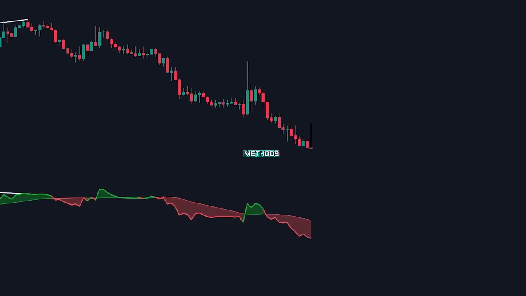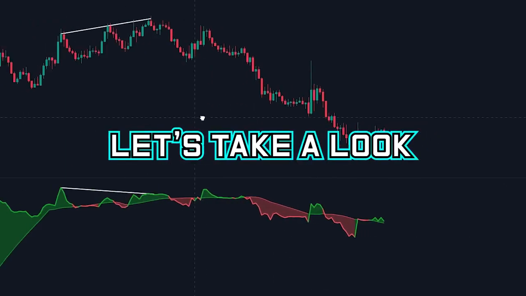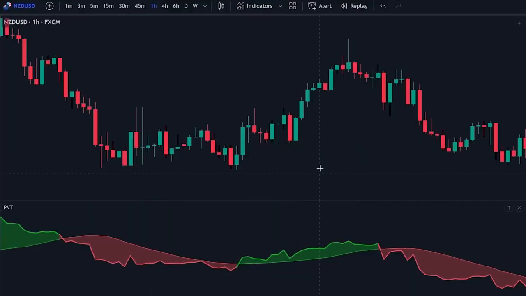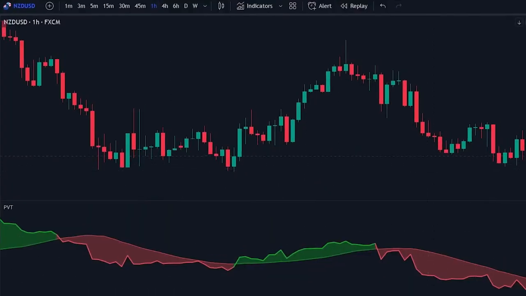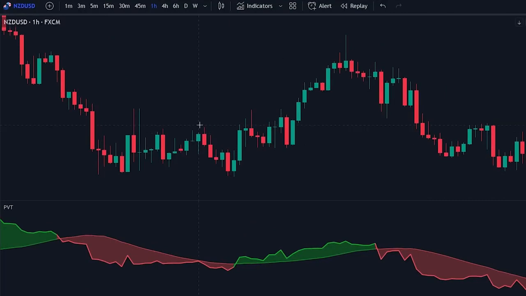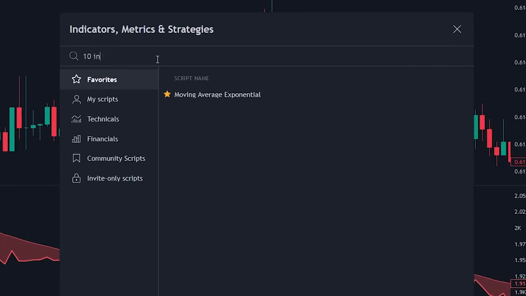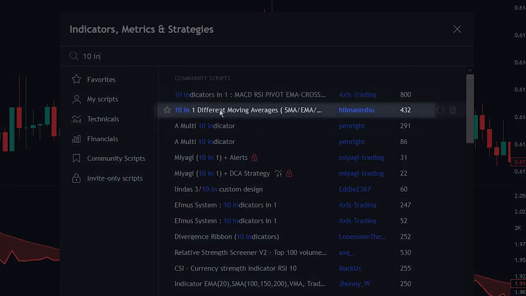Now that we know the different methods of reading the indicator, let's take a look at how we can enter into positions with the indicator. Let's first add some extra indicators to the chart to complete the strategy. Head over to the Indicator Search tab and search for the 10 Moving Averages indicator. Select the indicator made by Himanshu and add it to the chart.